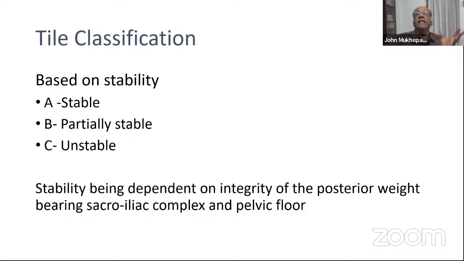Now, just briefly about the Tile classification, which again is based on stability. A types are stable fractures where the pelvic ring is stable. B types are partially stable injuries, where we say that the pelvis is rotationally unstable but vertically stable. And type C are the grossly unstable injuries. So stability, again, is dependent on the integrity of the posterior weight-bearing sacroiliac complex and the pelvic floor.